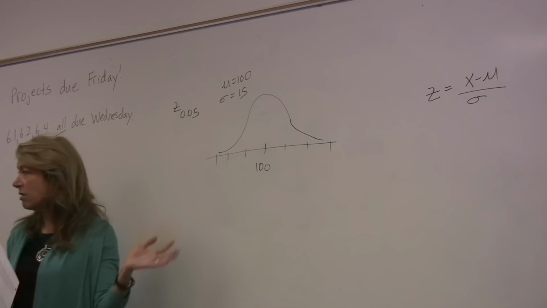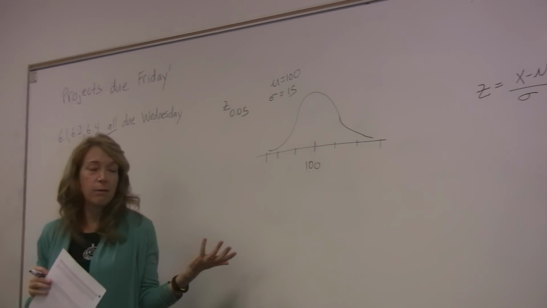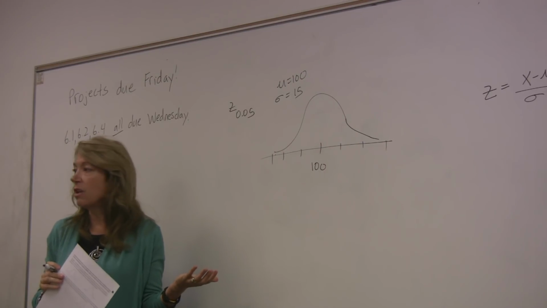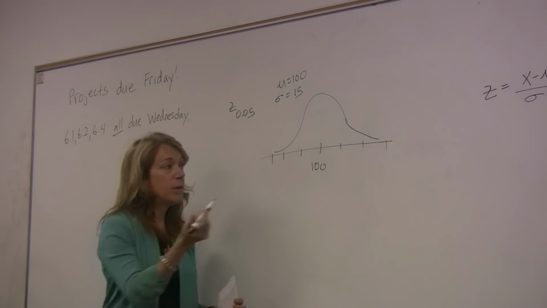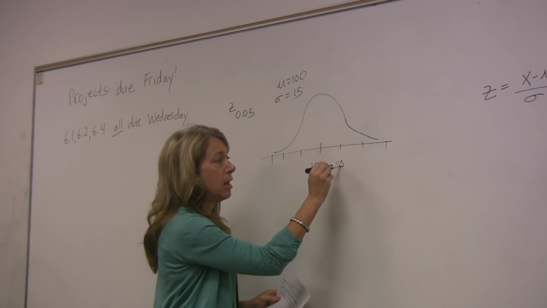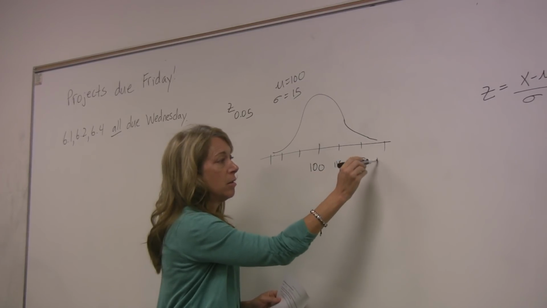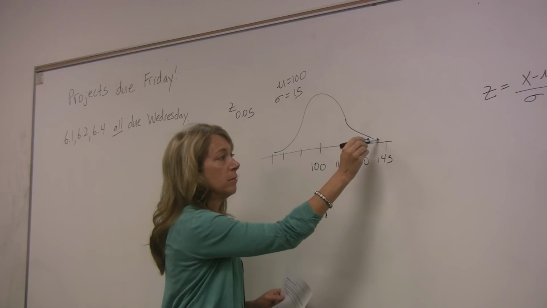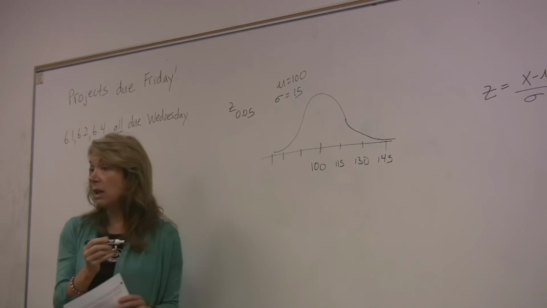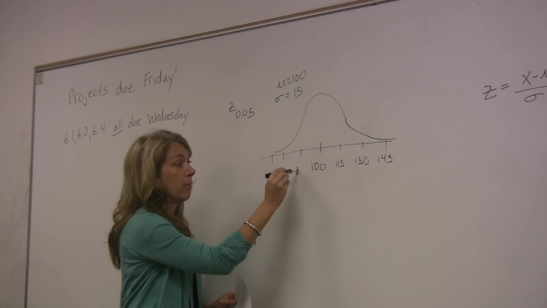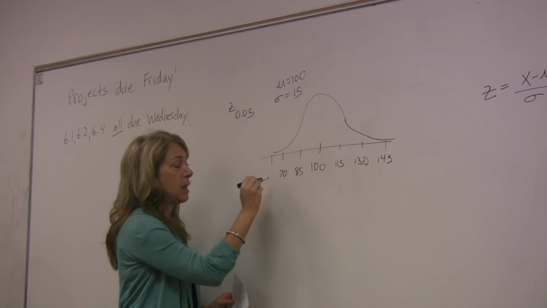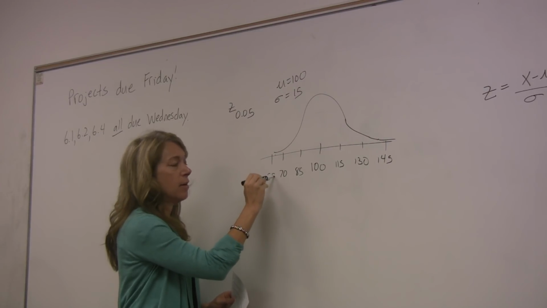So we no longer are doing standard normal, we're doing normal, but now we're talking about IQ scores, and the average IQ score is not 0. So we can label this. This would be 115, 130, 145, adding and subtracting 15, 85, 70, 55. Thank you for subtracting in my head.